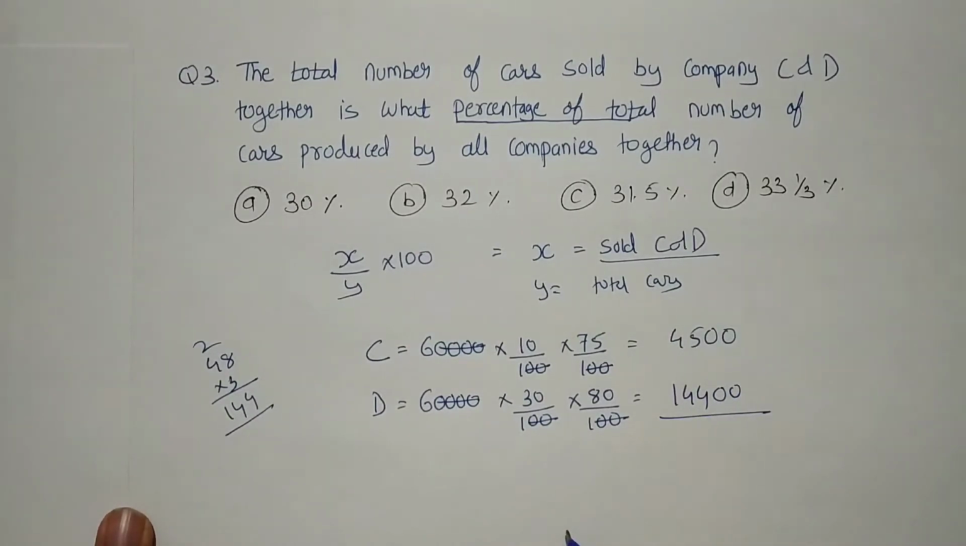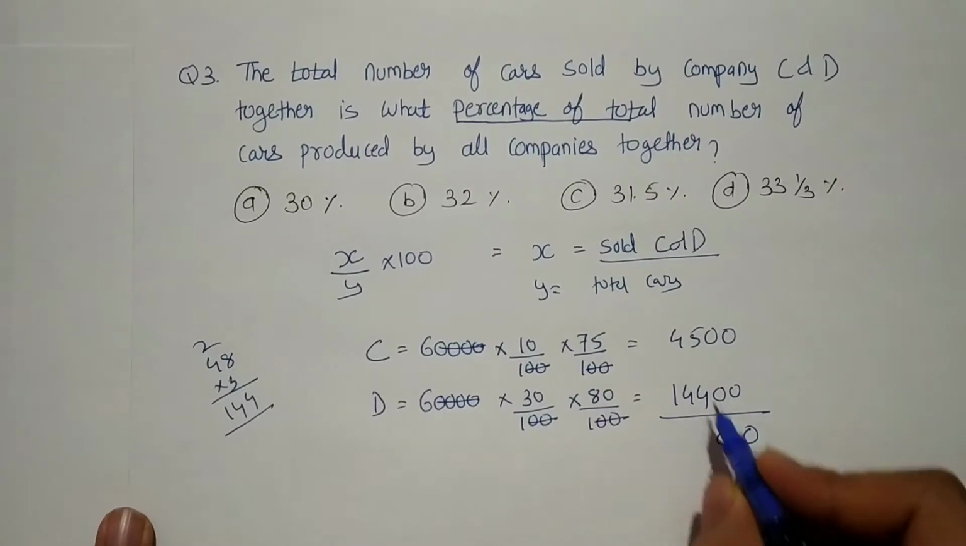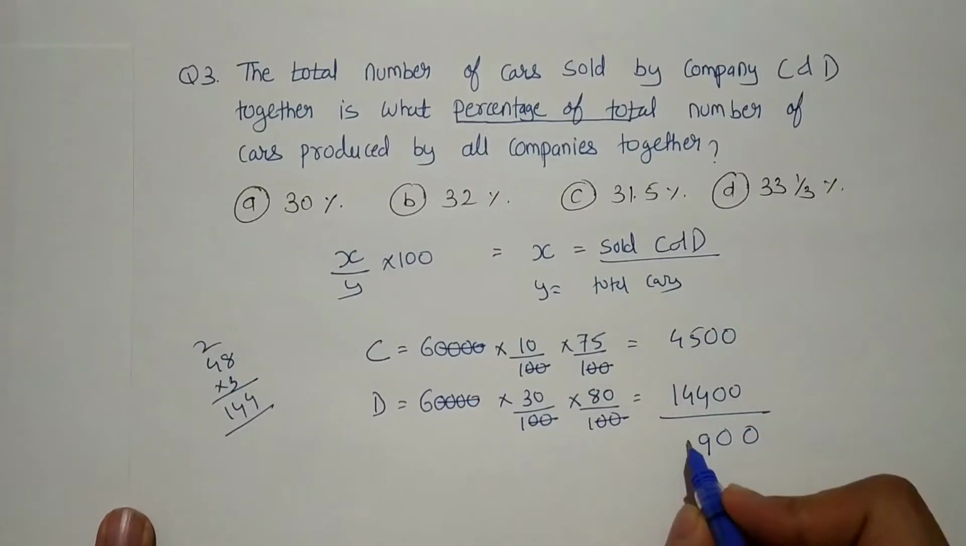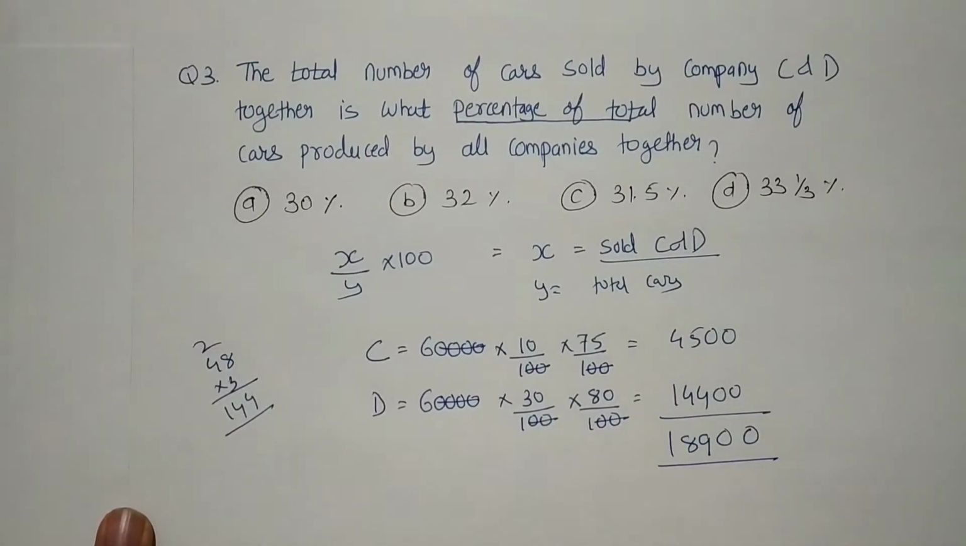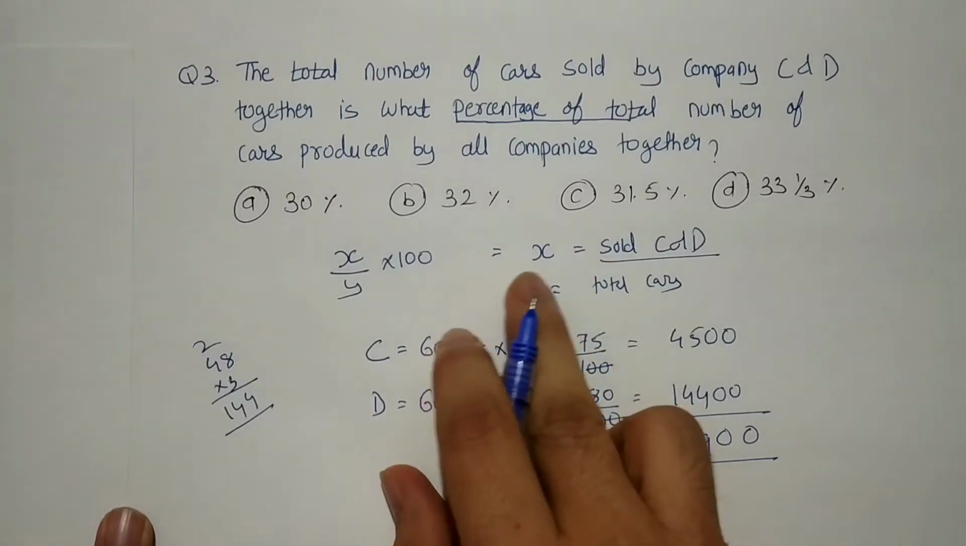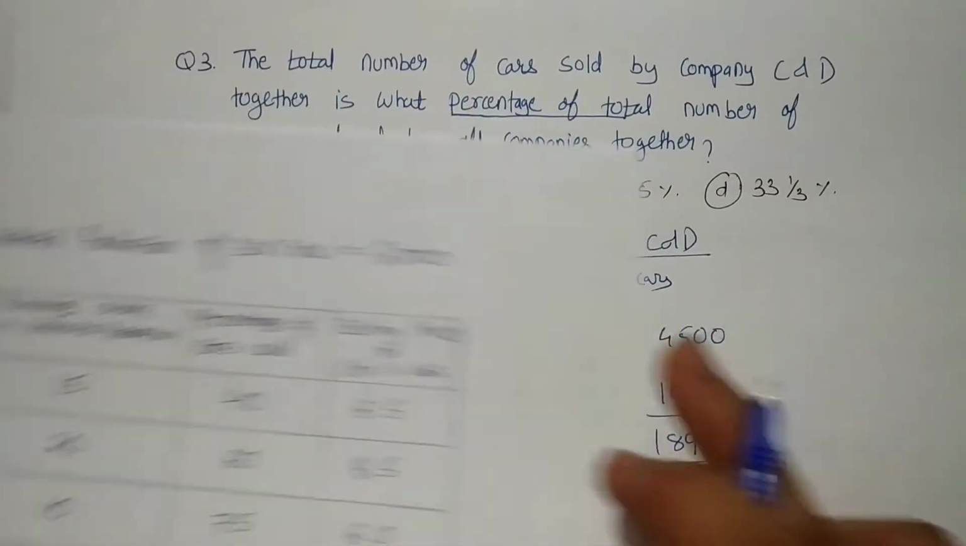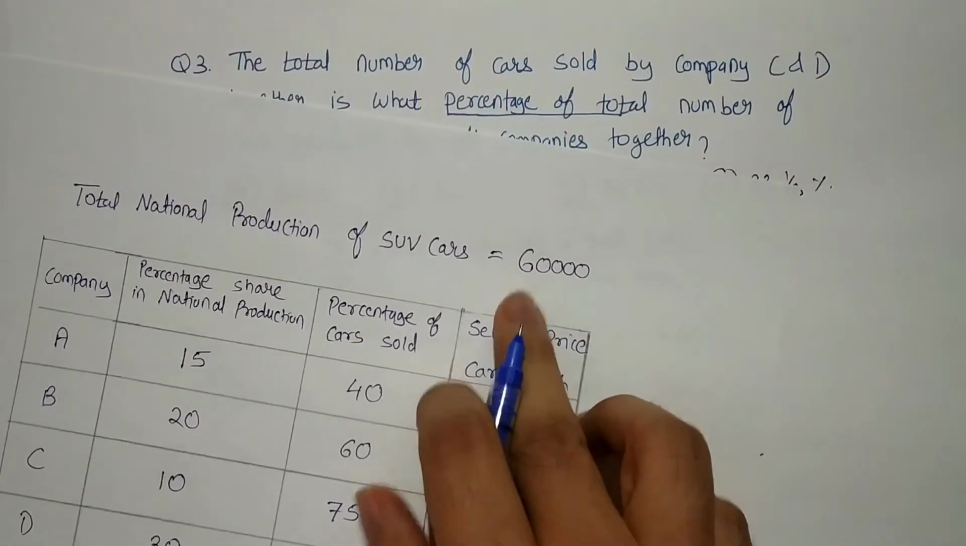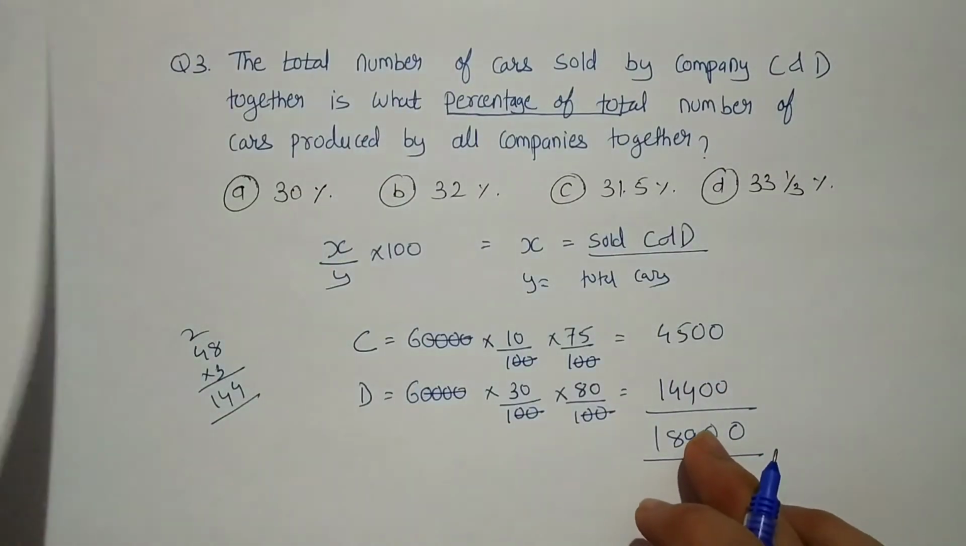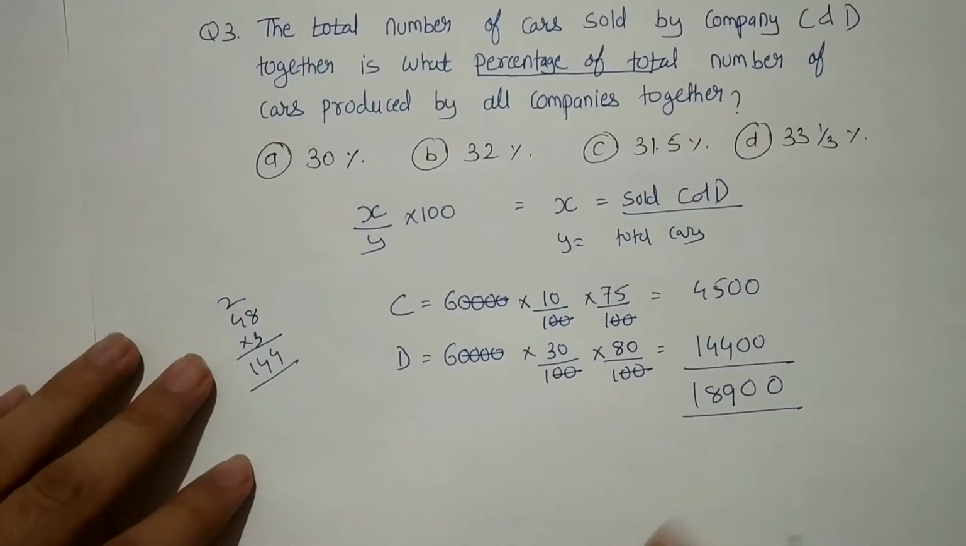So now total number of cars sold is how much? 0, 0, 5 plus 4, 9, 4 plus 4, 8 and 1. So 18,900 is your X value, that is the numerator value. Total cars, as I showed you, is 60,000 which is produced by the companies together.